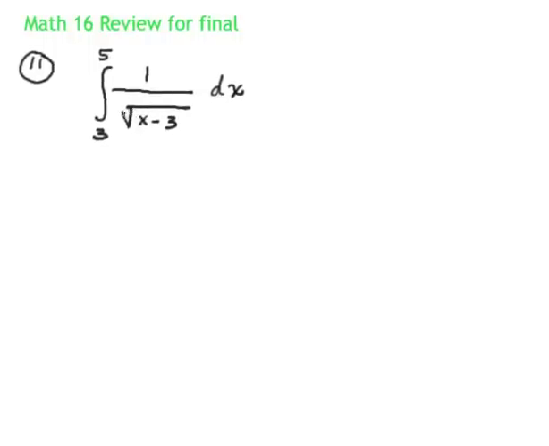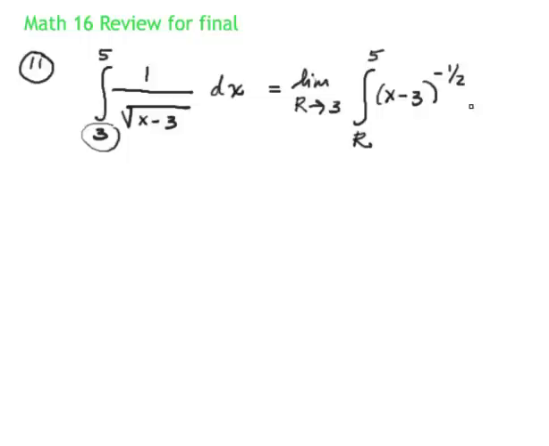In number 11 we have an improper integral. What makes it improper is this limit of 3, because 3 makes the denominator 0 in the integrand. Okay, so we're going to integrate in the usual way, and we'll just replace the 3 with r, and we're going to take the limit as r goes to 3. And I'll write this integrand as x minus 3 to the minus 1/2. And we could just integrate using the power rule.